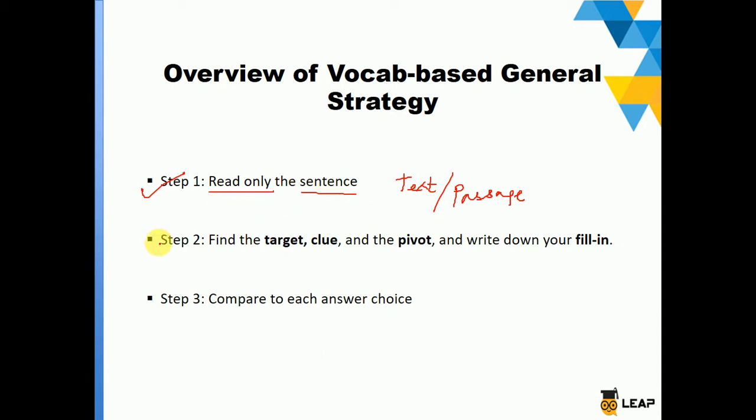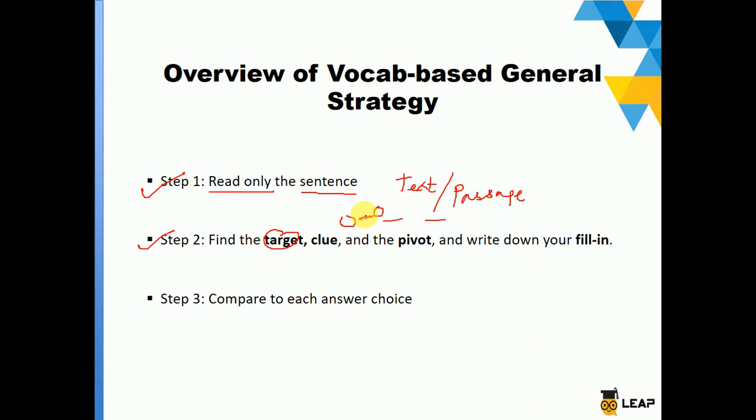Alright? Next step is to find the target, clue, pivot, and fill in. Now these are very specific terms, so I'm going to describe to you what each of them mean. Alright? Let me begin with the target. Now target, as the name suggests, is the thing in the sentence that the blank is describing. And if you read the entire sentence or the entire passage or a part of the passage, because usually in a passage you might have more than one blank. So in the case of a long passage where there are multiple blanks, the part before the blank or after the blank that describes this blank is the target.